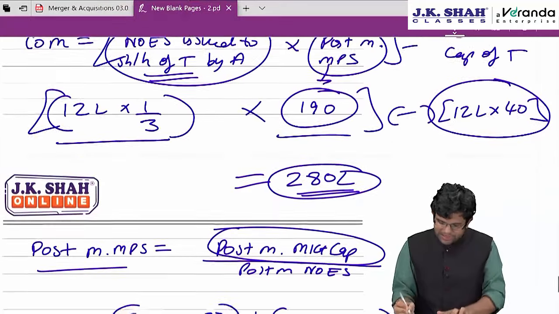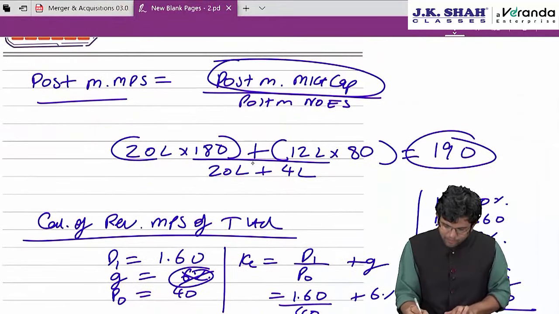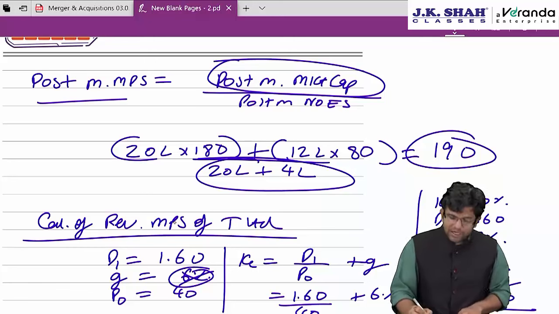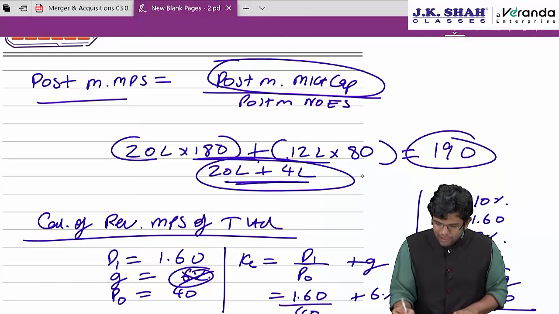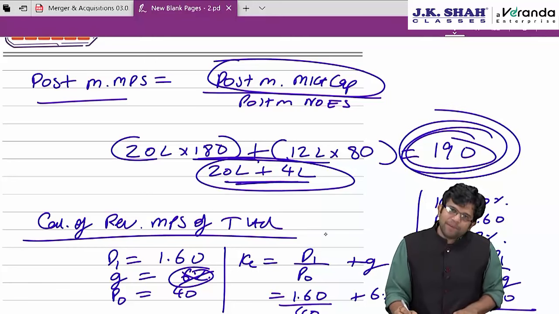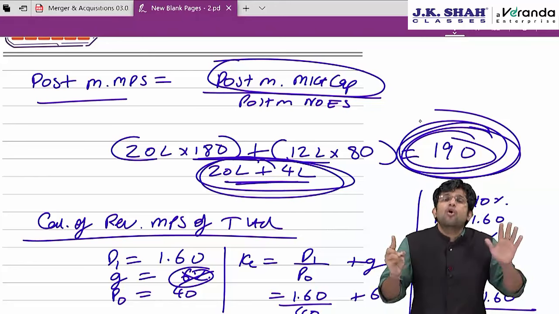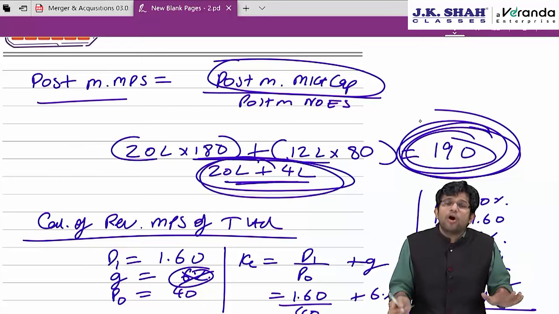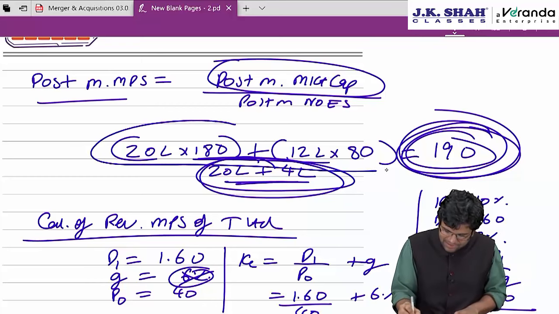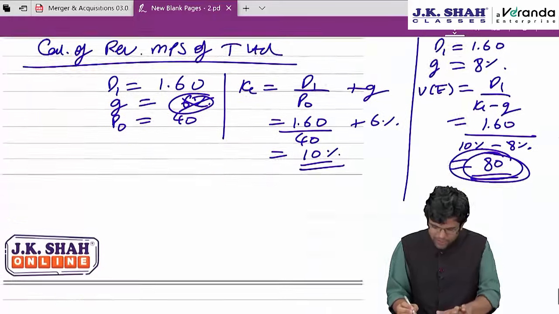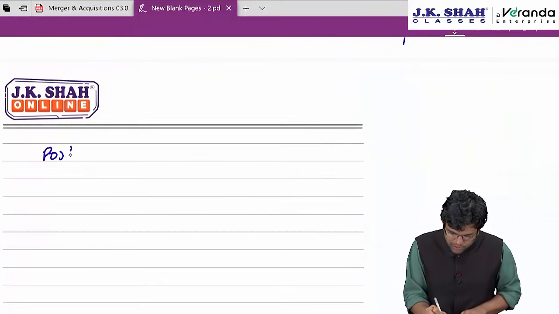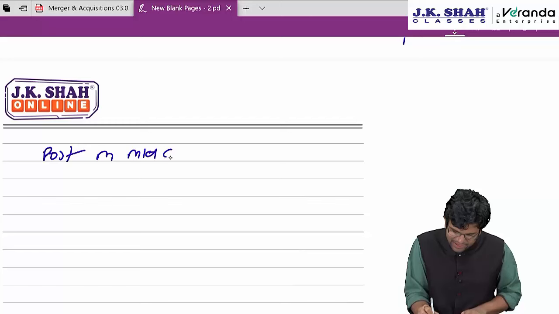Students, do you realize that in this particular company, the post-merger number of equity shares is 24 lakh, correct? 24 lakh, and the market price per share is 190. 24 lakh into 190 will give you the overall market cap of the post-merger firm. That is nothing but this numerator here. Everybody following? So I'll write down here post-merger market cap. Okay, please pay attention.